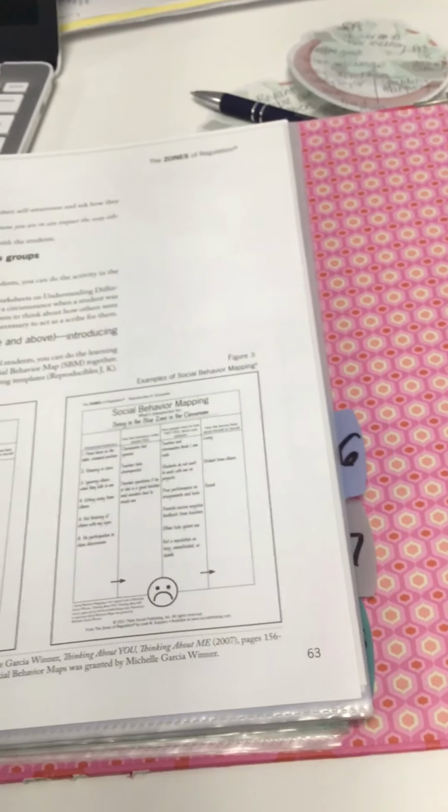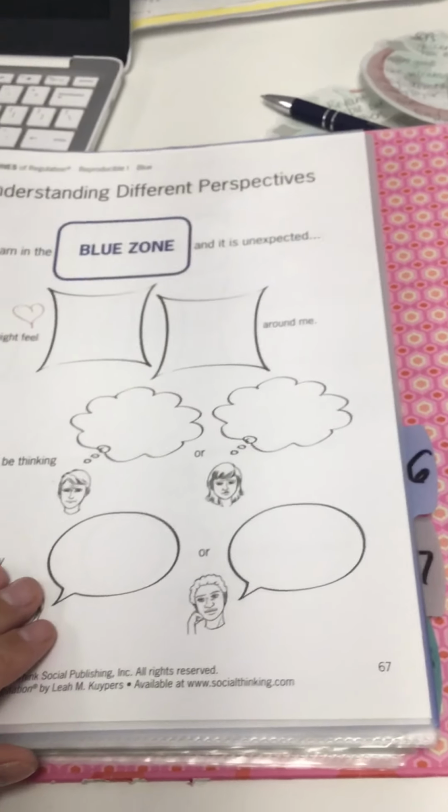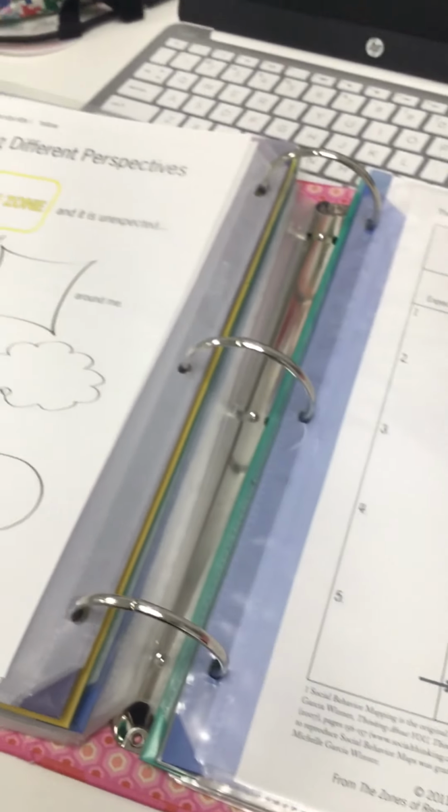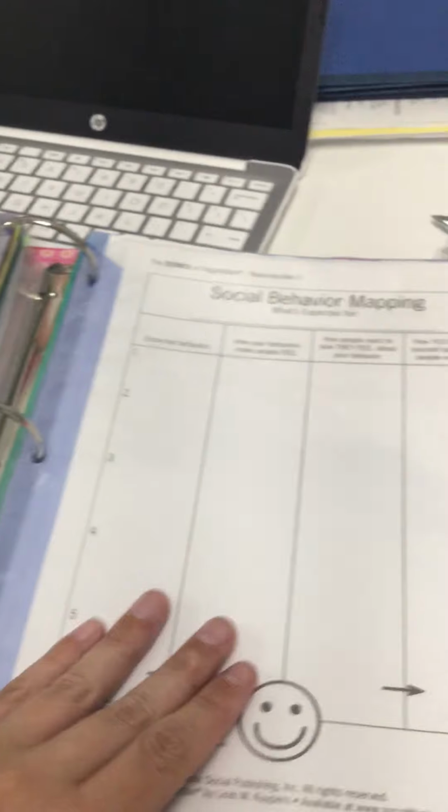Then you have perspective of different areas, understanding different perspectives, like when someone might be in the blue zone, when someone might be in the yellow zone, things like that. So definitely a lot of resources in here. And then Me and My Zones. So really looking at when am I in certain zones, a picture of me in the blue zone, green zone, yellow zone. This is some stuff you can use with kids in sessions too. And then the red zone over here.